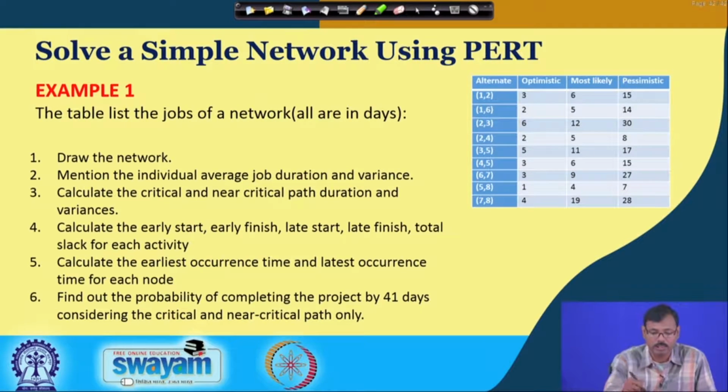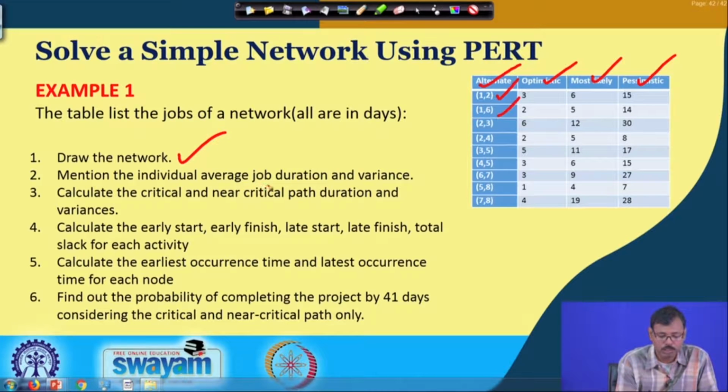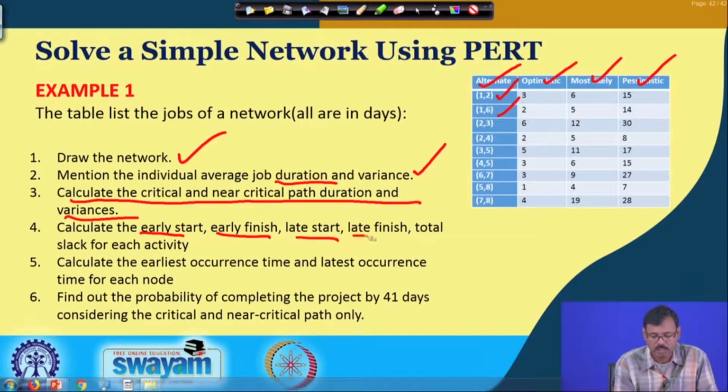So, let us consider one example. This is the table given for the network. Now, the alternates are given here. Optimistic completion time, most likely completion time, and pessimistic completion time are given. We have given names A, B, C, D to these jobs. The problem is stated: you have to draw the network, you have to mention the individual and average job duration and variance of each and every activity. You have to calculate the critical and near critical path durations and their variances. You have to calculate early start, early finish, late start, late finish, total slack and free slack of each activity.